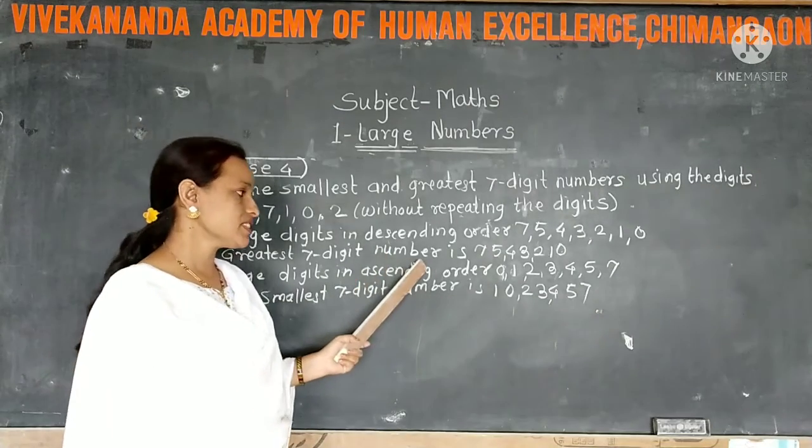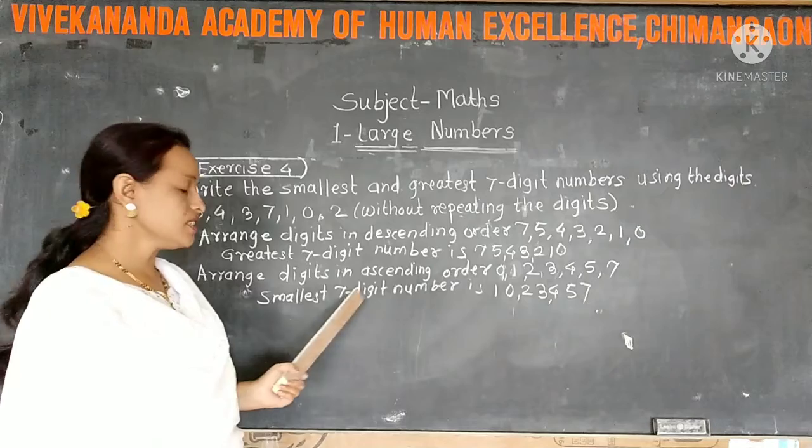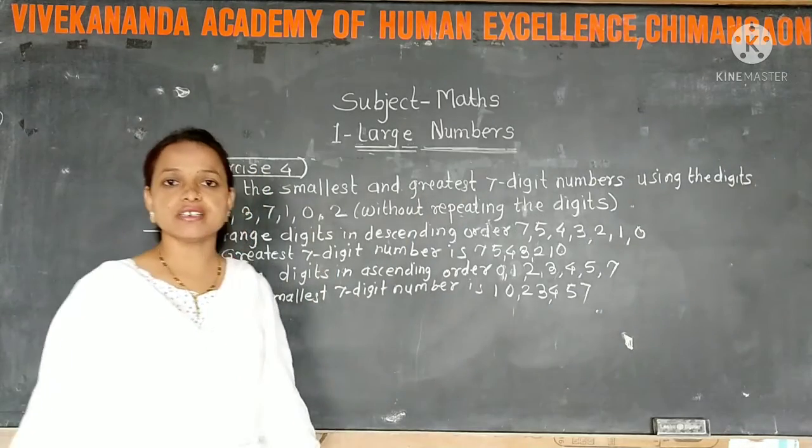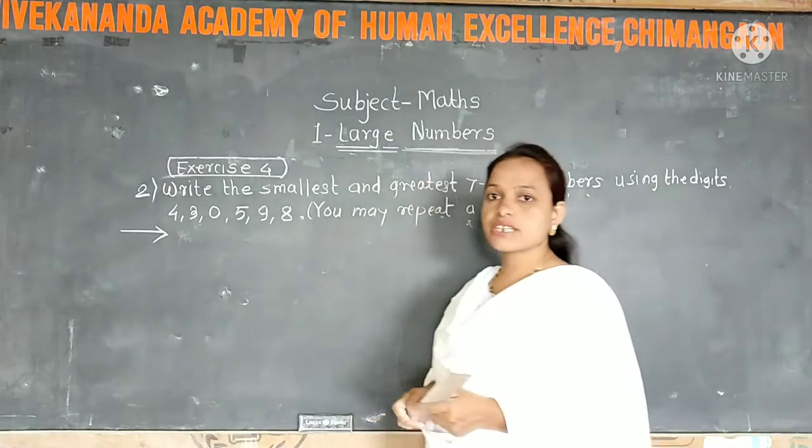In this way, by arranging the given digits in descending order, we make the greatest 7-digit number, and by arranging the given digits in ascending order, we make the smallest 7-digit number by using the given digits without repeating the digits. Second question.